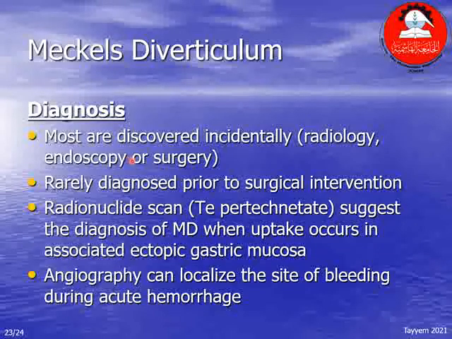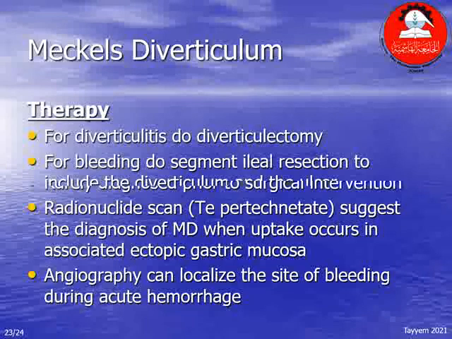Diagnosis: most are discovered incidentally during imaging, endoscopy, or surgery. A radionuclide technetium scan suggests its presence when there is ectopic gastric mucosa. Angiography can localize the site of the bleeding and suggest its presence.